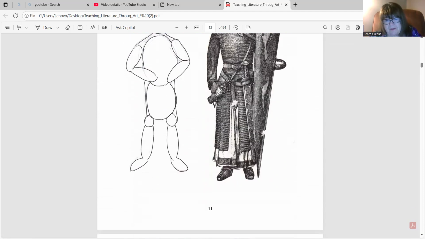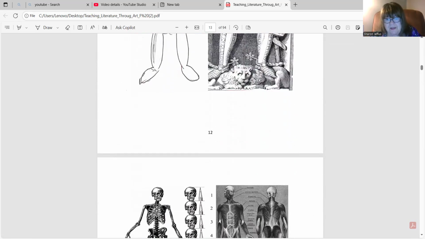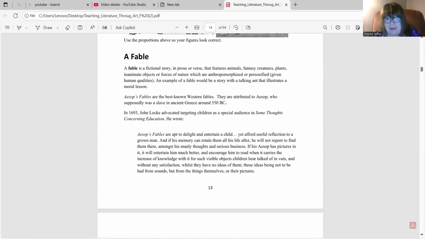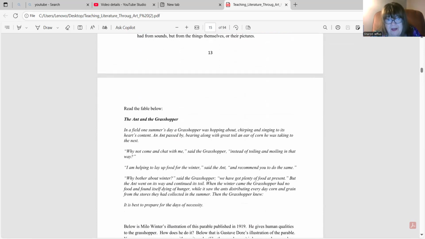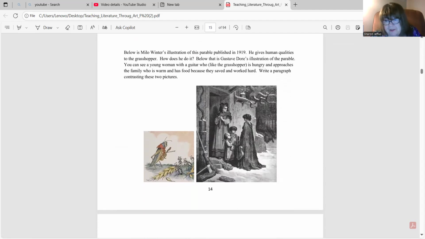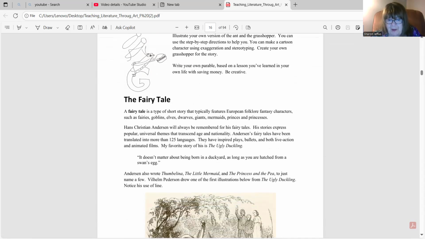In here, there are some lessons. You can create characters that were knights, and this is a little bit of how to draw people. A fable is a fictional story. Again, Aesop's fables delight a child, the ant and the grasshopper. And you can look at pictures of this and talk about them, and then have students create their very own.